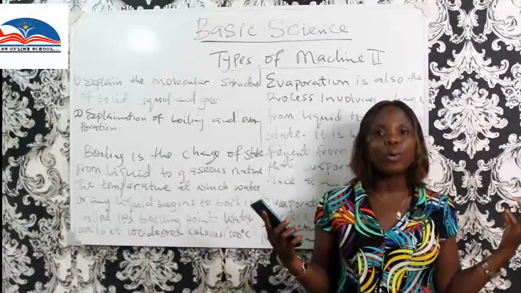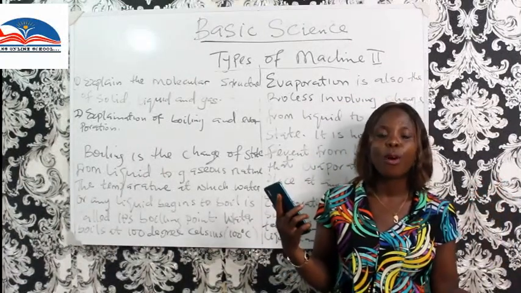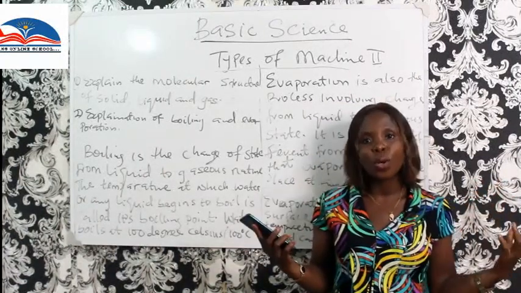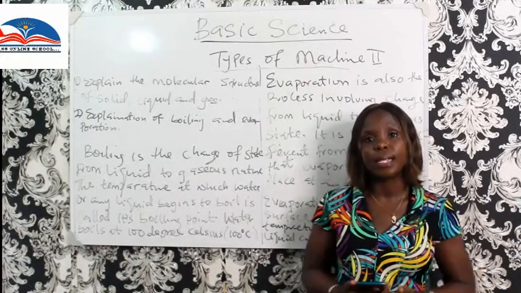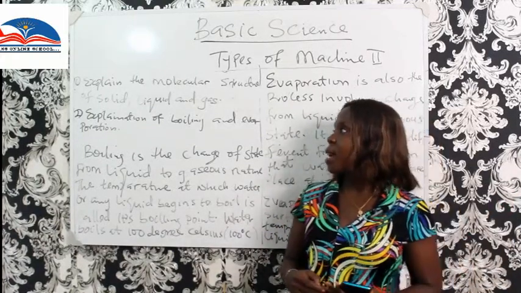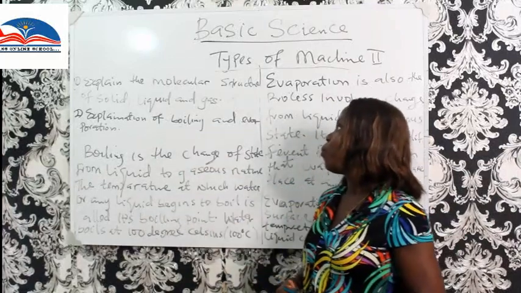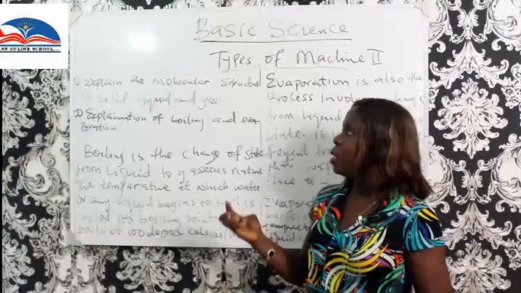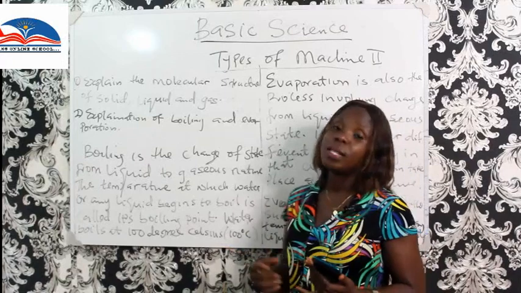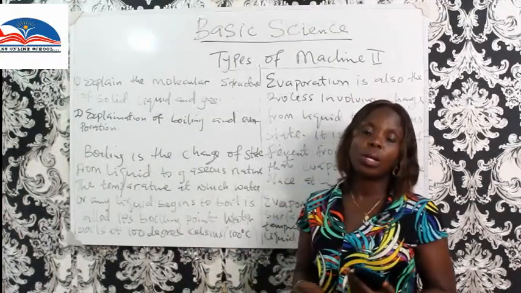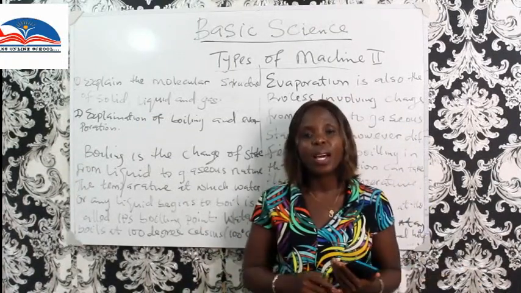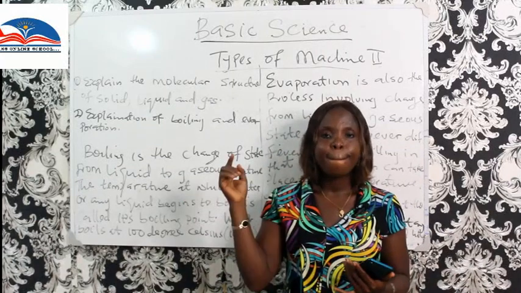Always remember that both change from liquid form to gaseous state. So that is our basic science class. We've seen the molecular structure of solid, liquid and gas, and we've equally seen the difference between evaporation and boiling. This will be our basic science class for today.